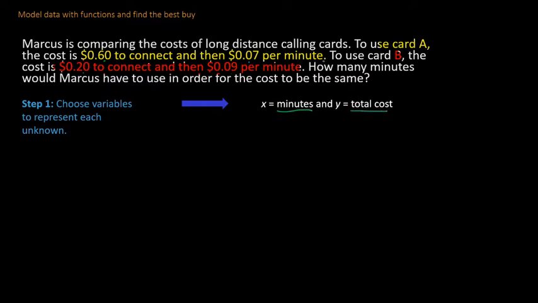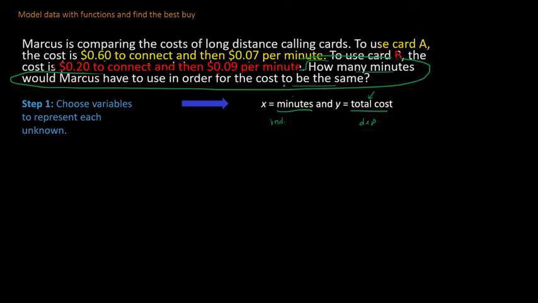And if you weren't sure where I got those from, you could also read the final question, which asked you how many minutes, so we know that's a variable, would Marcus have to use in order for the cost to be the same? And once again, we don't know that. That's another variable. I recommend making x your independent variable, minutes, and y your dependent variable. So the total cost depends on how many minutes you're on the phone for. Okay?